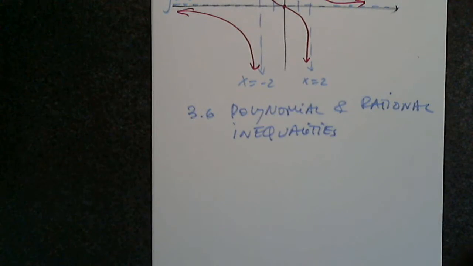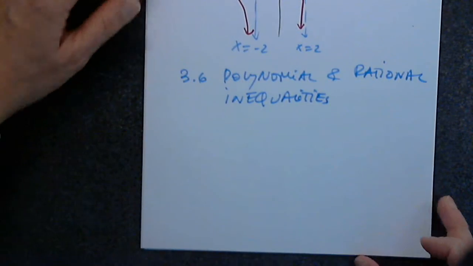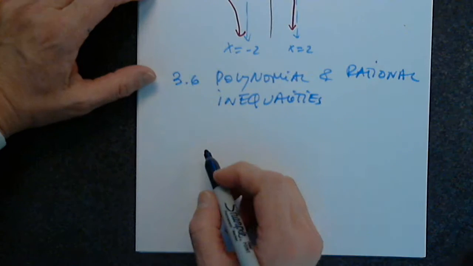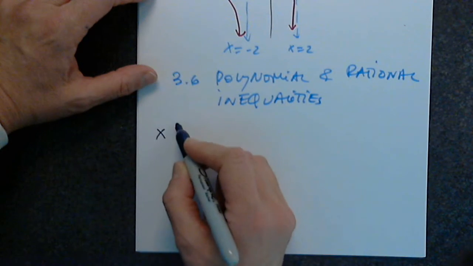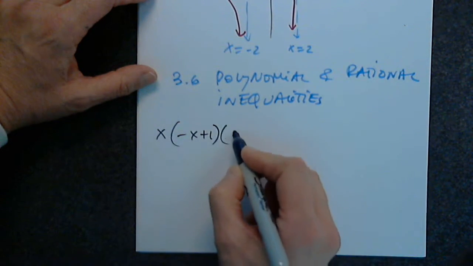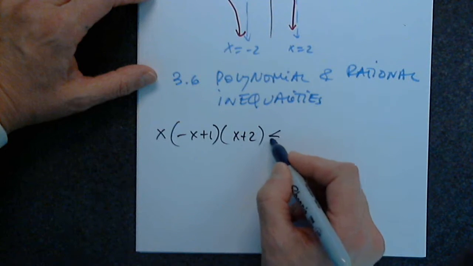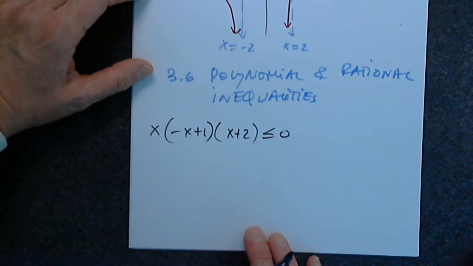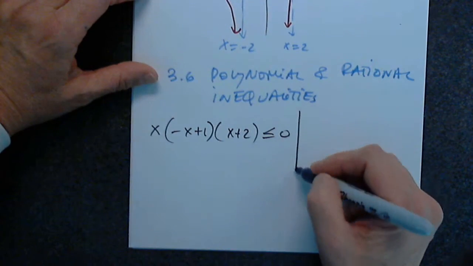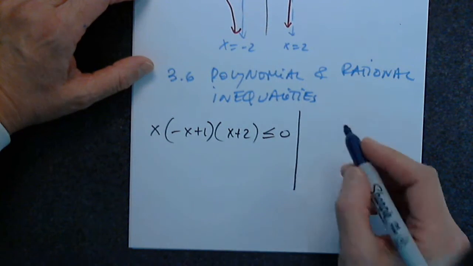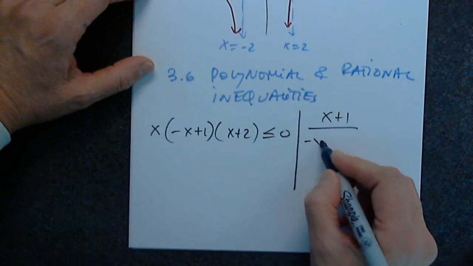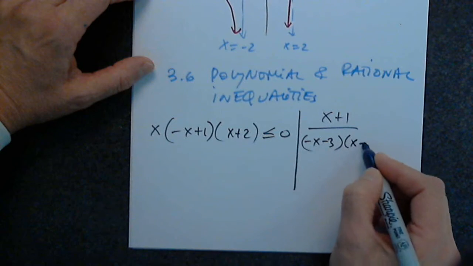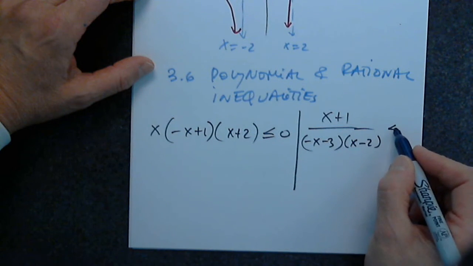Very easy. Okay. So we are going to look at two different situations. One example is x(-x + 1)(x + 2) ≤ 0. And the second type of example would be (x + 1)/((-x - 3)(x - 2)), let's say, ≥ 0.